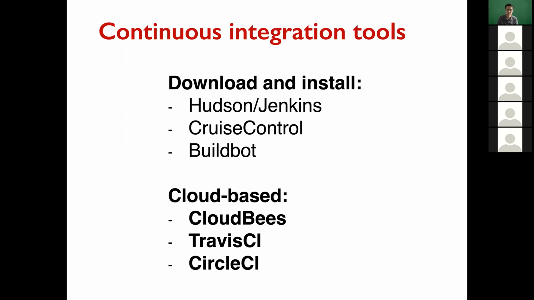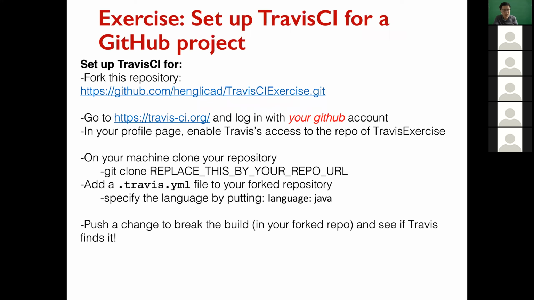Travis CI is a popular one. You may take a look. Here I give a small exercise for you to set up Travis CI for a GitHub project. You can fork this repository to your own GitHub repository, follow the instructions to set up Travis CI, and then make a change to the code to see whether Travis CI can do continuous integration for this change. For example, you can make an error in this change and see if Travis CI can automatically test your software and find this error.